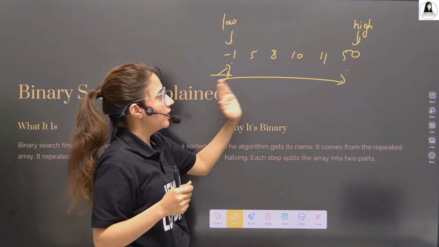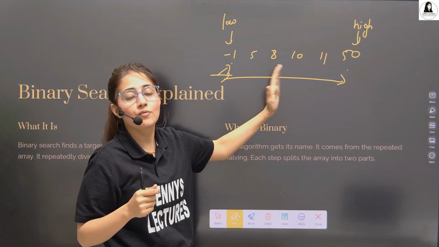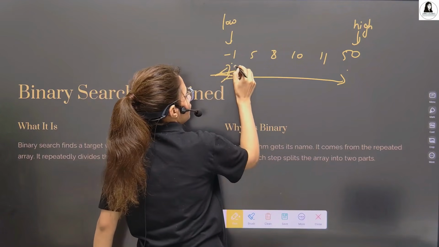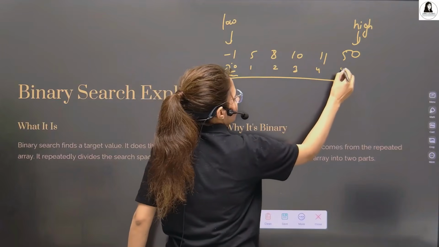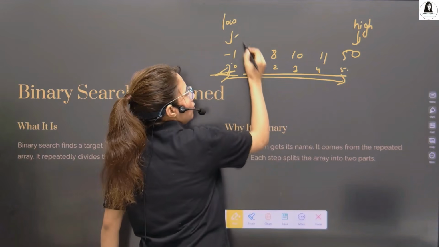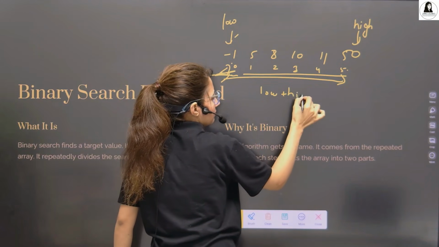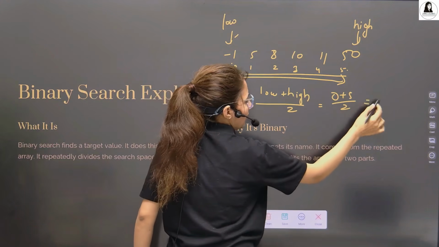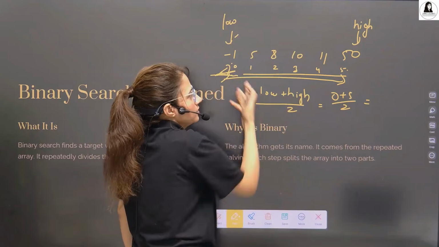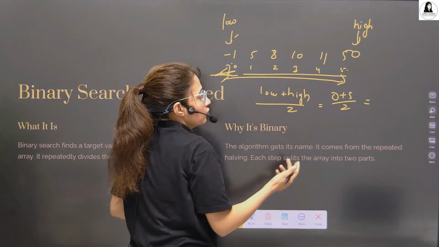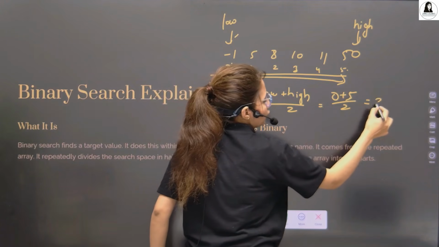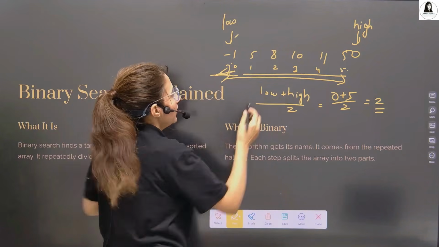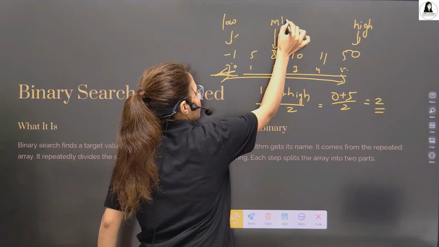Now, first calculate the mid of this array. How to calculate mid? The indices, see, we have 0, 1, 2, 3, 4, 5. The index is this. So low plus high divided by 2, that would be mid. So 0 plus 5 divided by 2. We are taking int, not double, because an index is definitely int. So mid would be 5 divided by 2, so that is 2. It's 2.5, but we take int, so it's 2. Now mid is here. This is mid.